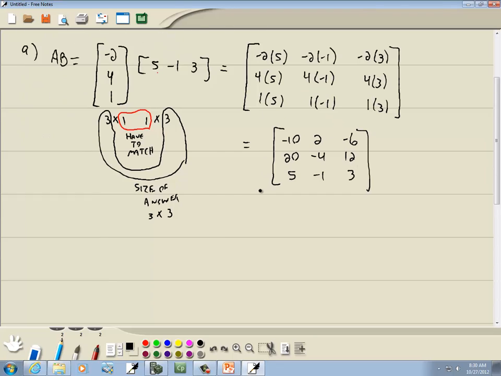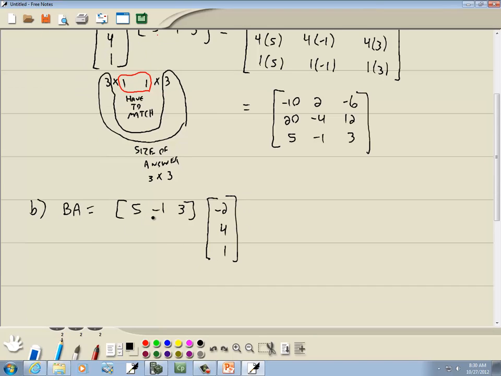Let's multiply the other way. B times A. So I'm going to have 5, negative 1, 3 times negative 2, 4, 1. Let's first talk about our sizes. This matrix here, rows by columns, it's 1 by 3. This one, rows by columns, will be a 3 by 1. These here have to match. Well, they're both 3s, so that's good. They match.